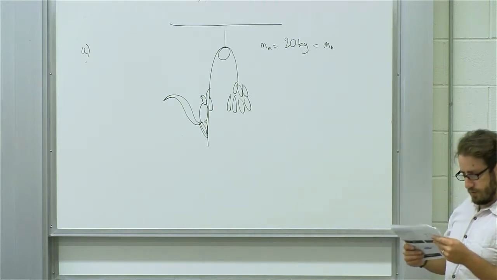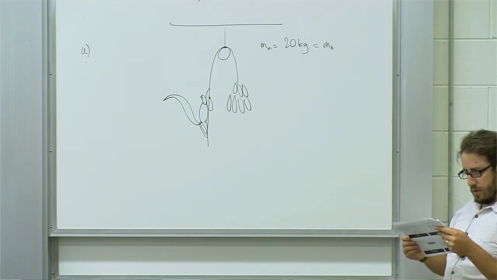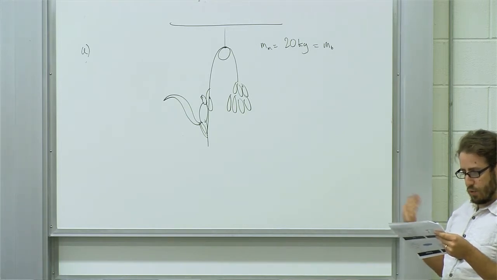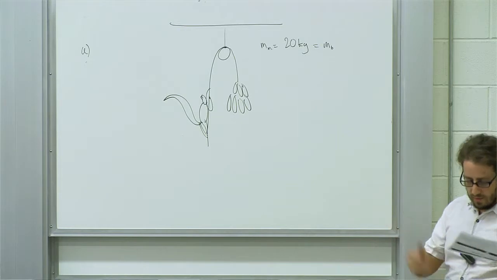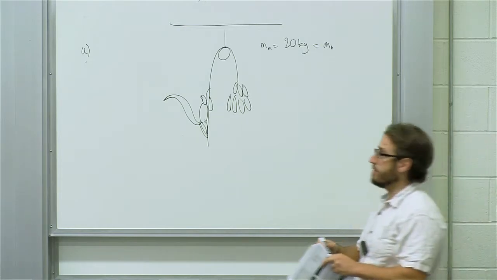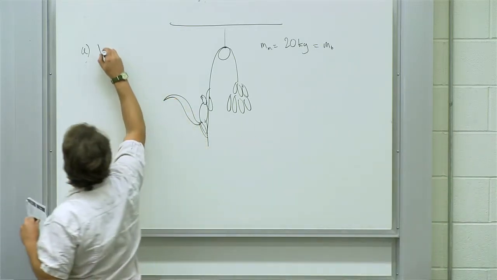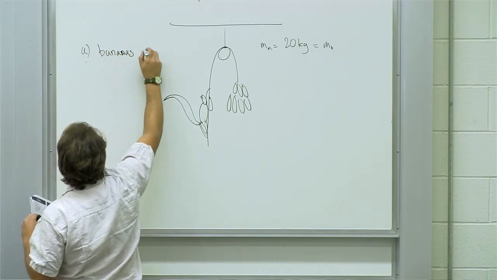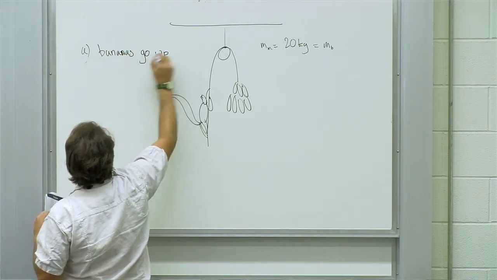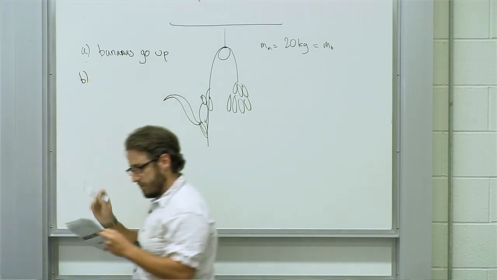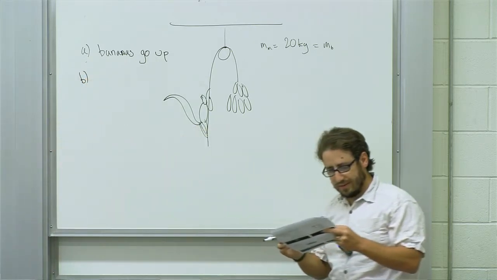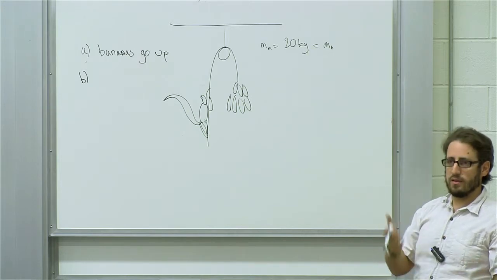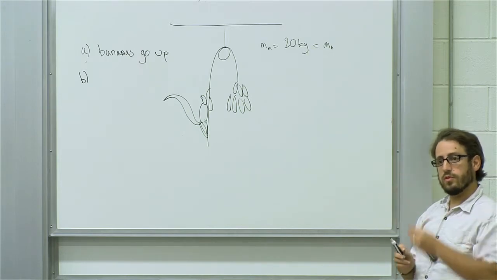I'm sorry, wait, first, I misread the question. Part A is, as the monkey climbs, do the bananas move up, down, or remain at rest? Okay, so as the monkey climbs, the bananas move up, right? Bananas go up. Okay, next part of the question. As the monkey climbs, does the distance between the monkey and banana increase, decrease, or remain constant? Okay, so what's your thought now?